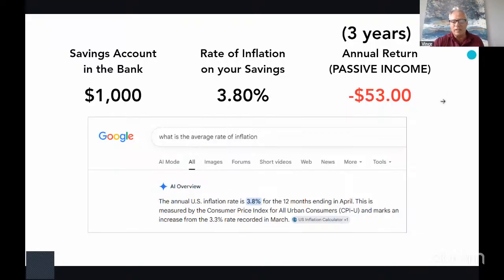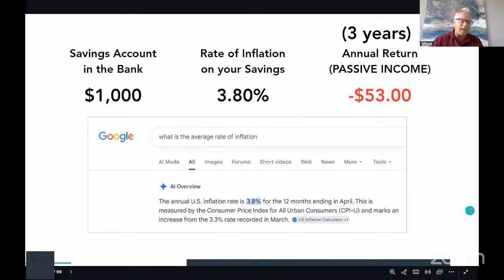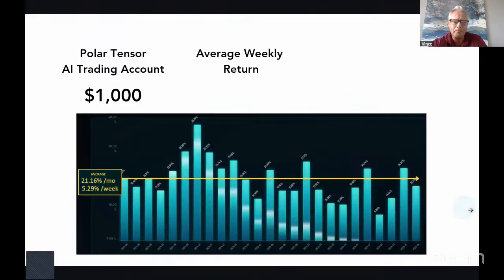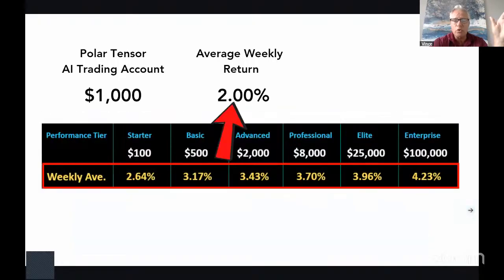And by the way, this program isn't an either-or, do this or that. It's not a 401k or this. I wanted to diversify. Most people do. I wanted to add this into my life. Again, not getting left behind in the whole cryptocurrency space. So this is what that looks like. I do want to share with you, as an example, a Polar Tensor AI trading account. If you did have $1,000 in this account, on average, the average weekly return, let's just call it 2%. Even though if you look at each tier, if you had $100, it's 2.64, $500 is 3.17, and so on and so forth.